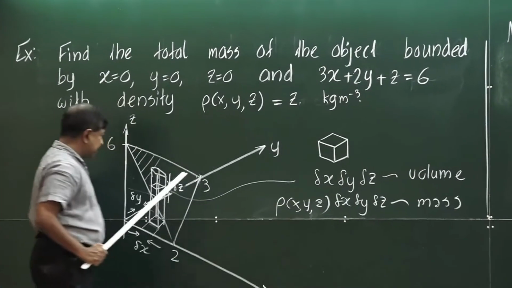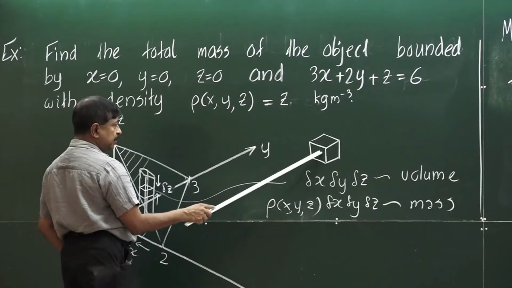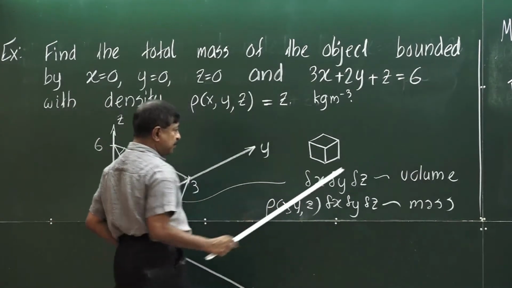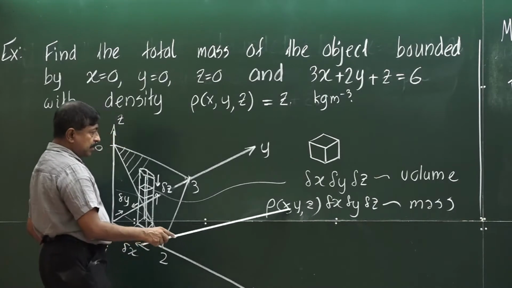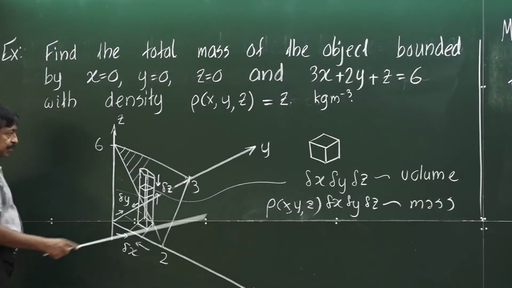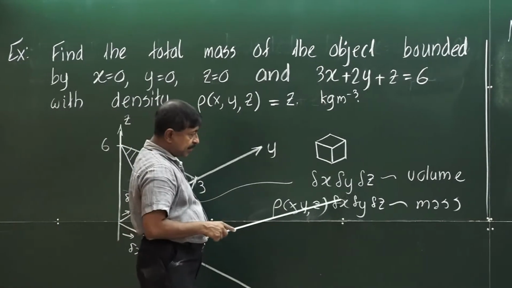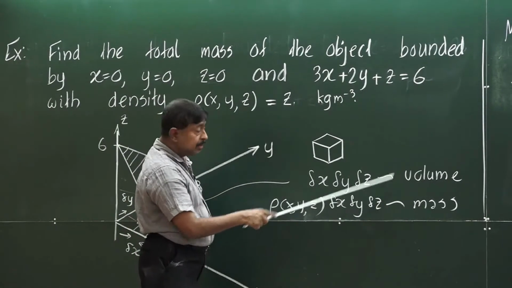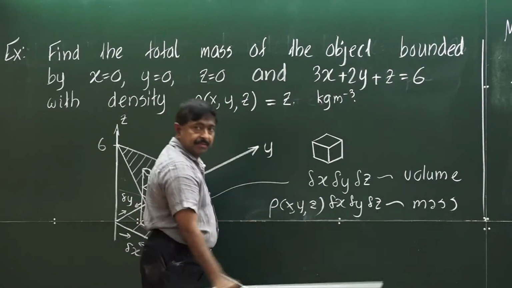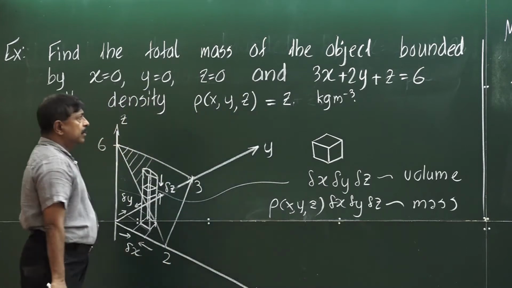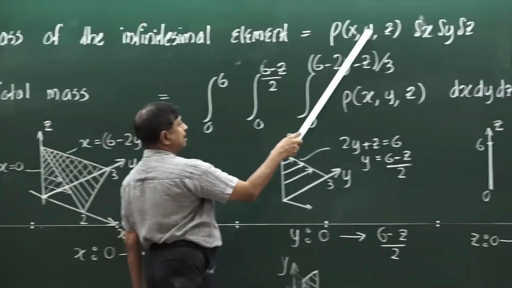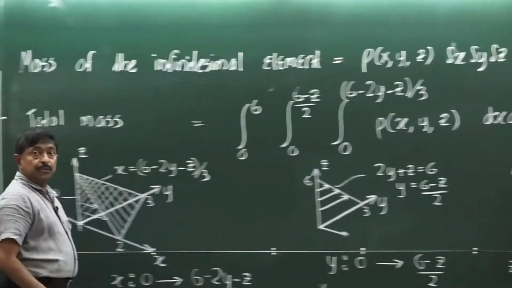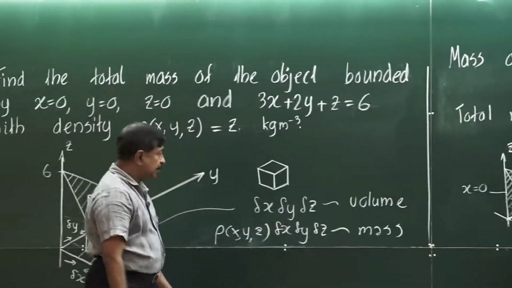Now, again we consider the infinitesimal element. So, the volume is this infinitesimal volume. The mass can be obtained by multiplying it by its density. So, density times the infinitesimal volume gives you the infinitesimal mass. After that, the mass of the infinitesimal element is this one. Now, we need to figure out the limits like we did earlier.